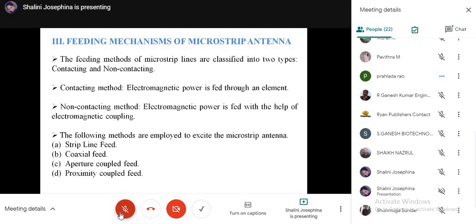Thank you. Now, coming to the feeding mechanisms of microstrip antenna. Feeding mechanisms means how do you excite or energize a microstrip antenna. The feeding mechanisms of microstrip antenna can be classified into two categories. First one is your contacting method, and second one is your non-contacting method.